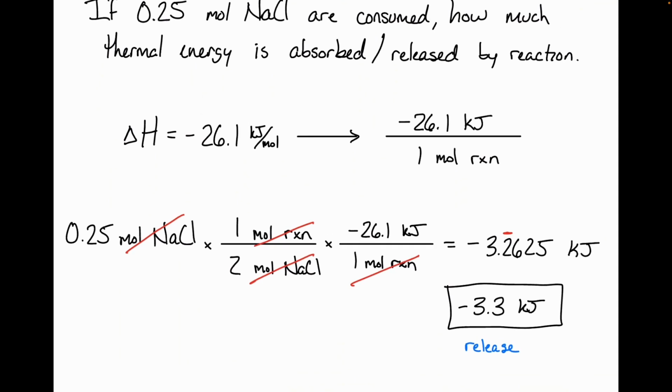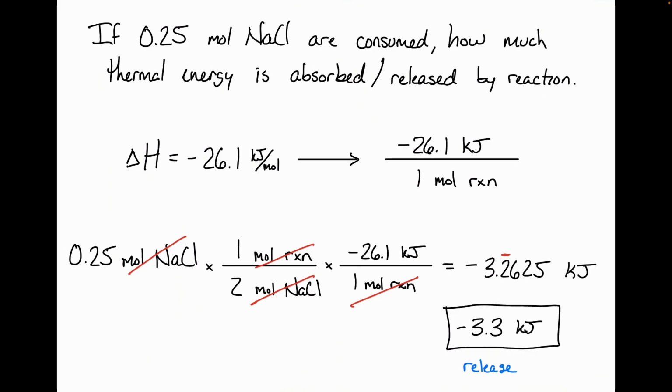Exothermic reactions will release energy. If we only take 0.25 moles of sodium chloride to react, we're not going to get all 26.1 kilojoules of energy. That's for 1 mole of reaction. But we can do our normal stoichiometry game and say, if that 0.25 moles of sodium chloride are consumed, then I can figure out just how many kilojoules of thermal energy are either absorbed or released. Again, the absorbed or released comes from the sign. Exothermic reactions release energy. Negative enthalpy releases energy. A positive enthalpy means that energy is being absorbed by that reaction.